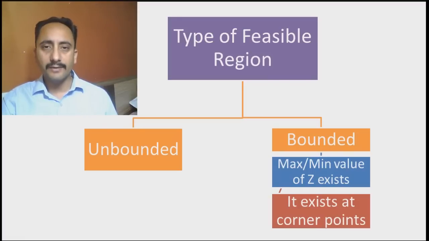As far as unbounded region is concerned, we will take up the case in the next question. Now let's see the bounded region. The bounded region has four corner points. So according to the corner point theorem, our answer will be one of these four corner points.